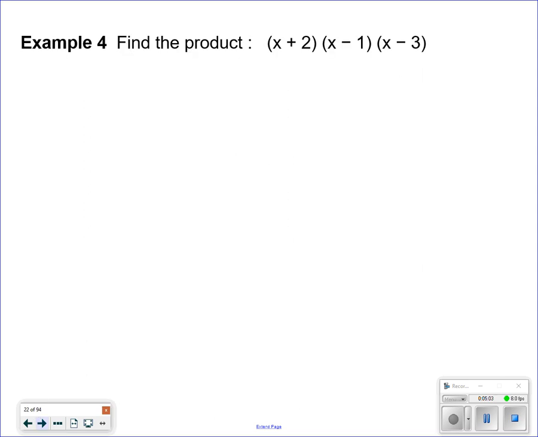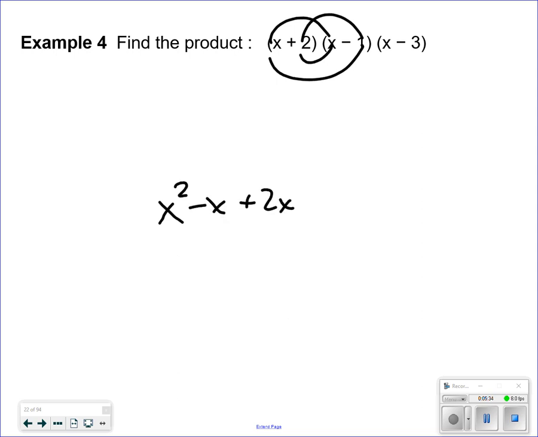Next one. Now, anytime you have multiple, like 2 times 3 times 5, you're going to take 2 times 3 and then multiply it times 5. So again, anytime you have more than 2 parentheses, you basically multiply 2 of them together and then multiply it times a third. So here we go. I'm going to take the first 2 and FOIL. First, outer, inner, last. And so x times x, negative x, positive 2x, minus 2, and I add like terms.